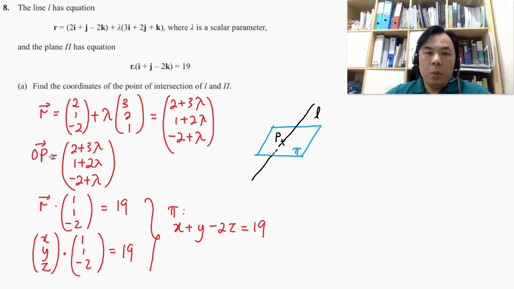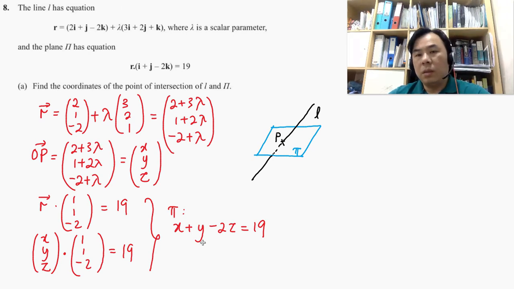And then OP has this general position vector here, and we know that each row represents x, y, z like this. If P does intersect with the plane pi, then this lambda would satisfy this Cartesian equation. In order for P to be found on the plane pi, which indicates that the line L intersects with the plane pi, we're going to solve these two equations simultaneously. I'm going to label this as my first equation, and this one will be my second equation.